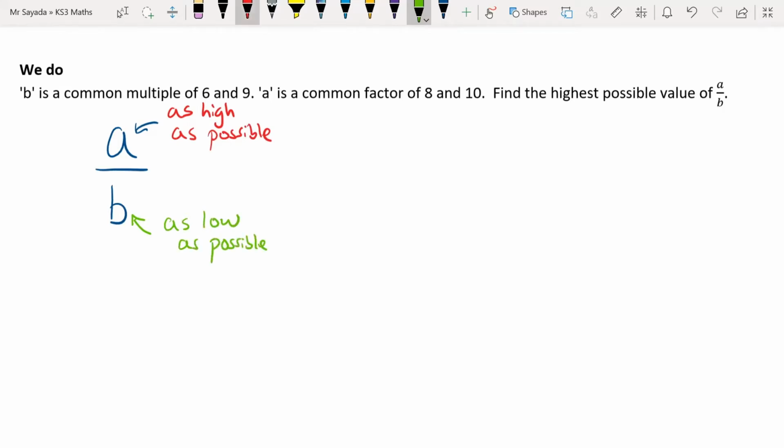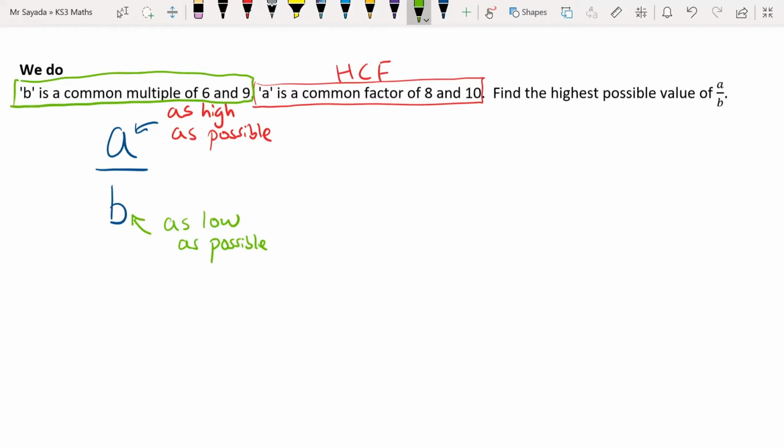Therefore, A is a common factor of 8 and 10. But which common factor do we want? Say your answer to the video. Hopefully you've said we want the highest common factor. B is a common multiple of 6 and 9. But which common multiple do we want? Say your answer to the video. Hopefully you've said that we want the lowest common multiple.